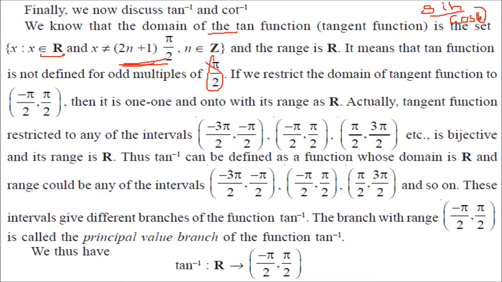Now restrict the domain of tangent to minus pi by 2 to pi by 2. Because we cannot take the whole tan function, it will not be one-one. We have to take a part of the tan graph, or you can say tangent wave. That part is minus pi by 2 to pi by 2. This makes it one-one and onto with its range as all the reals. There are plenty of partitions, but we have to take any one of them so that in computation we can use it. So we'll take this one and call it the principal value branch, minus pi by 2 to pi by 2.